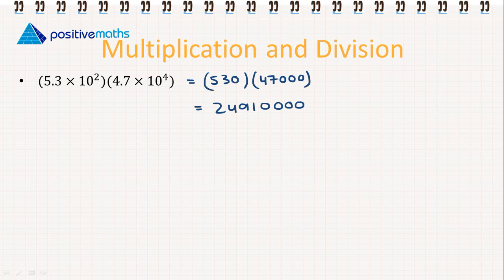Okay, so now we want to change this number back into standard form. So this is equal to 2.491 multiplied by 10 to the power of, so again we have to go back and count the spaces we've moved the decimal. So 1, 2, 3, 4, 5, 6, 7. So 10 to the power of 7.